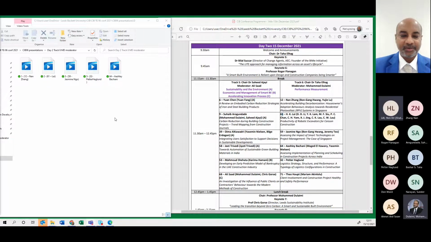Thank you, and we are moving to the next presentation by Ashley Bashani, Majid Al-Hawari, and Yasmin Nilsson, and it's about assessing implementation of planning and scheduling in construction projects across India.